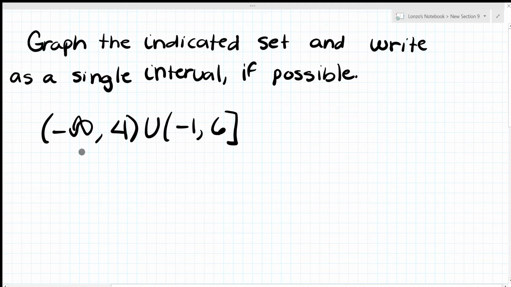So what is my smallest number? That's how you do this when you write it as a single interval. What's my smallest number? -infinity. What's my biggest number? 6. And 6 is included, so you're going to use a bracket. So that's how you write it as a single interval. And then they say graph it on a number line. Pretty simple, right?